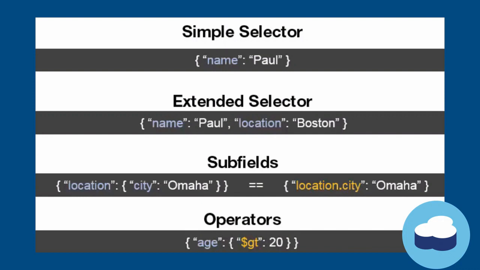Similarly, we can have a subfield, which is differentiated with a period symbol. Suppose we have a location. In location, we can have multiple arguments like city, state, and other things. That is denoted with a period symbol. Then we have operators, similarly for age and more things. Here we can use a greater than symbol and a smaller than. The greater than is represented with a dollar $GT sign, and the smaller than with a dollar $LT sign.